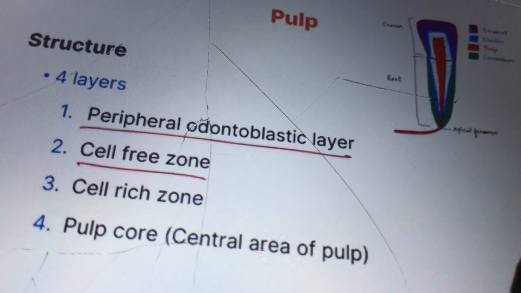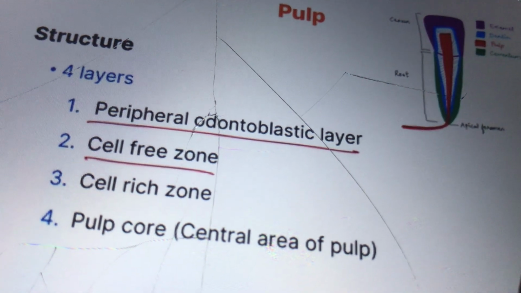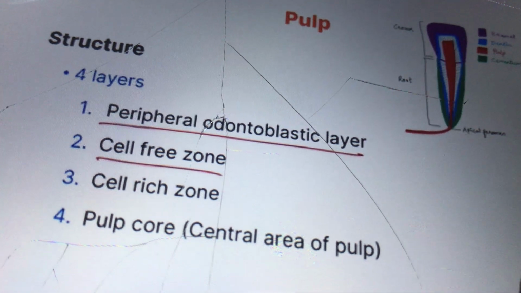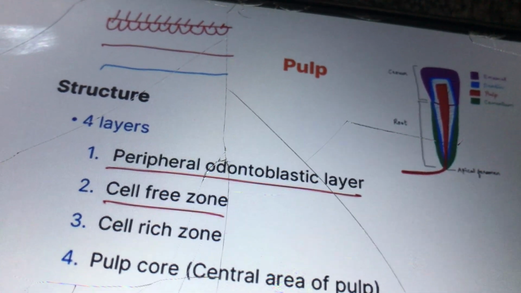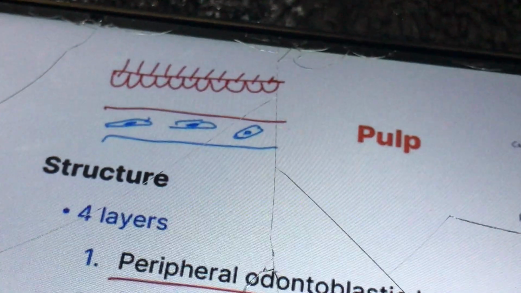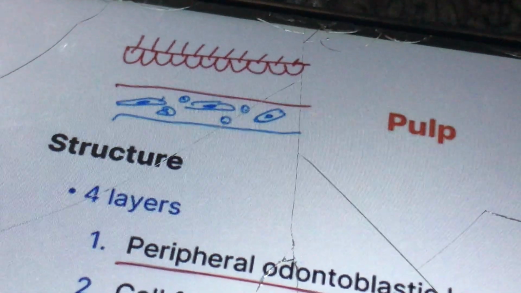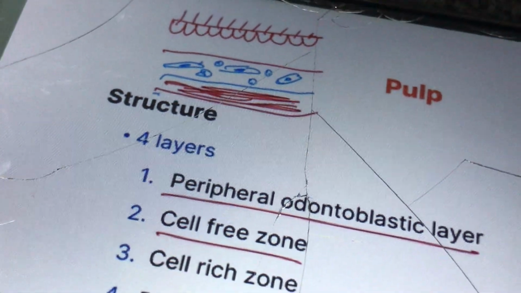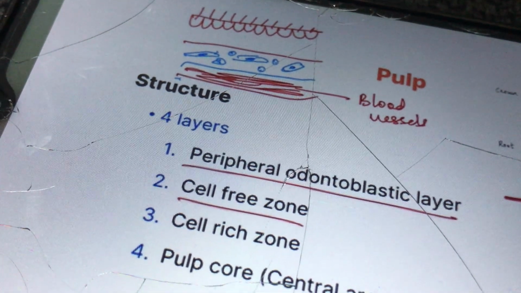So you have the odontoblastic layer here, which throws out processes which extend into your dentinal tubules. And then you have a cell-free zone. And then you have a cell-rich zone, wherein you have a lot of cells, which include your fibroblasts and your undifferentiated mesenchymal cells. And then you have your pulpal core, which is richly filled with blood vessels and nerve fibers.